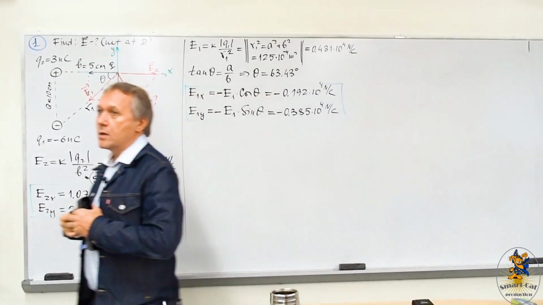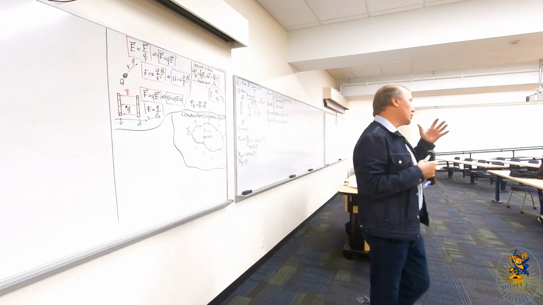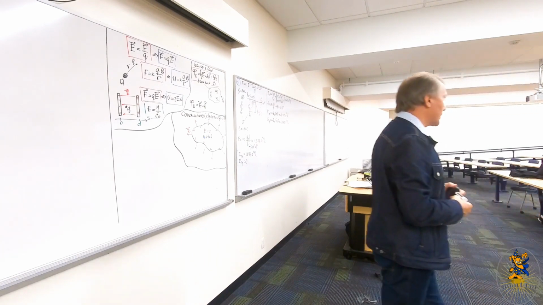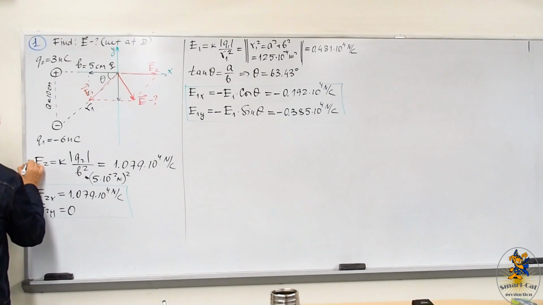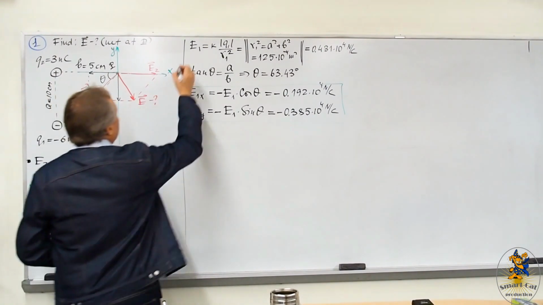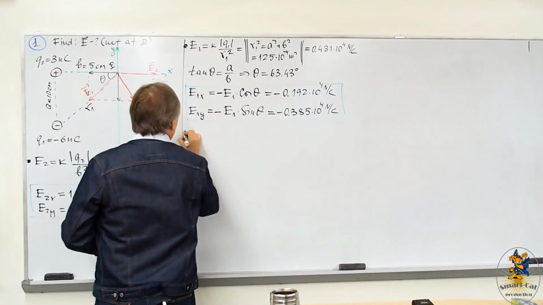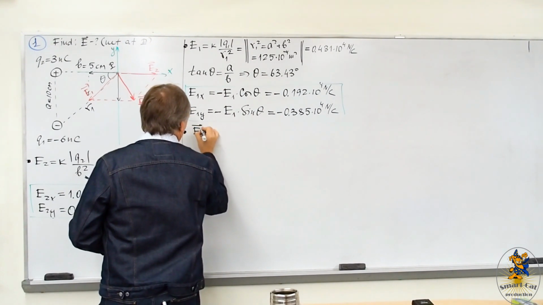And now the last step, the universal principle of superposition. So that was my bullet number 1. This is the second bullet, and now this is the third, the principle of superposition.